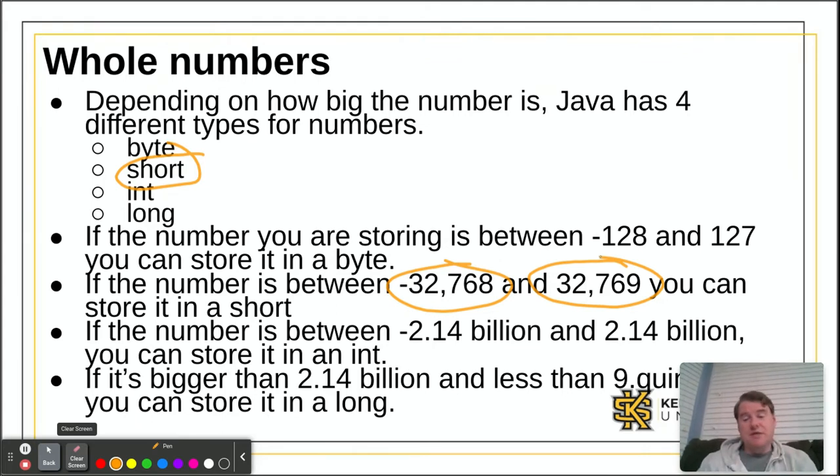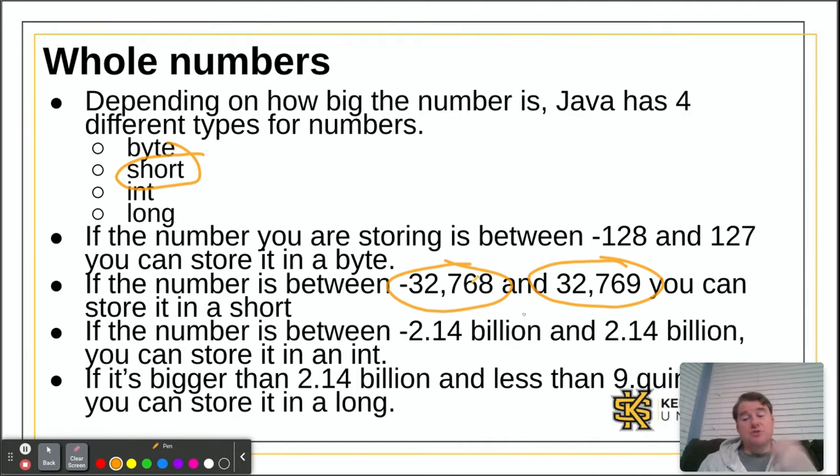A byte is 1 byte, and you might say, well, what is a byte? A byte is 8 bits. So when we talked in binary, we talked about 0, 1, 1, 1, 1, 1, 1, 1, where you had 8 characters in there. That is an 8-bit number, which is also known as a byte. 8 bits is 1 byte. So a byte can store from -128 to +127.